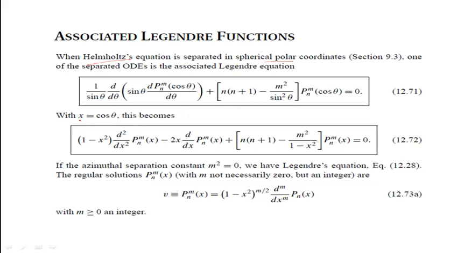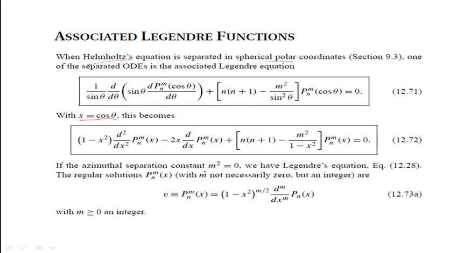Now, if I substitute x equal to cos theta in this equation, then the equation will be (1 minus x squared) d squared by dx squared Pn^m(x) minus 2x d by dx of Pn^m(x) plus [n(n+1) minus m squared by (1 minus x squared)] Pn^m(x) is equal to 0. So this is also the associated Legendre equation.